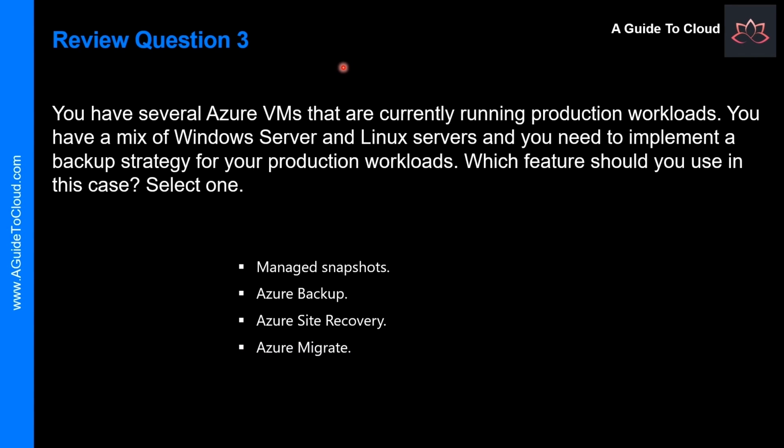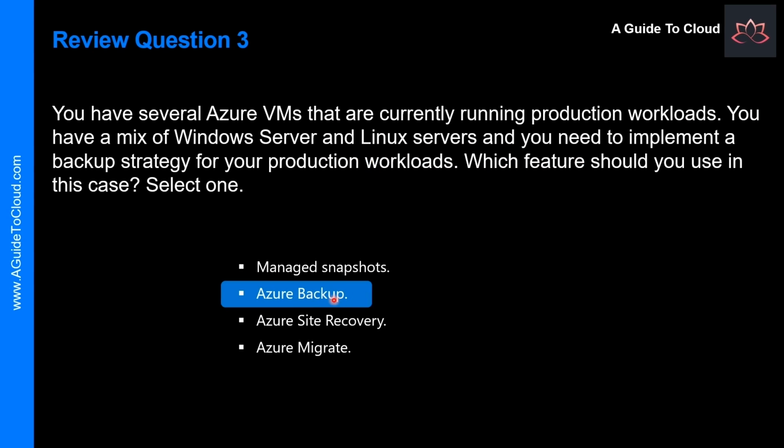Let's look at question number 3. You have several Azure VMs that are currently running production workloads. You have a mix of Windows Server and Linux servers, and you need to implement a backup strategy for your production workloads. Which feature should you use in this case? We just need to select one answer. So we have a mix of both Windows and Linux server. So how do you back up?